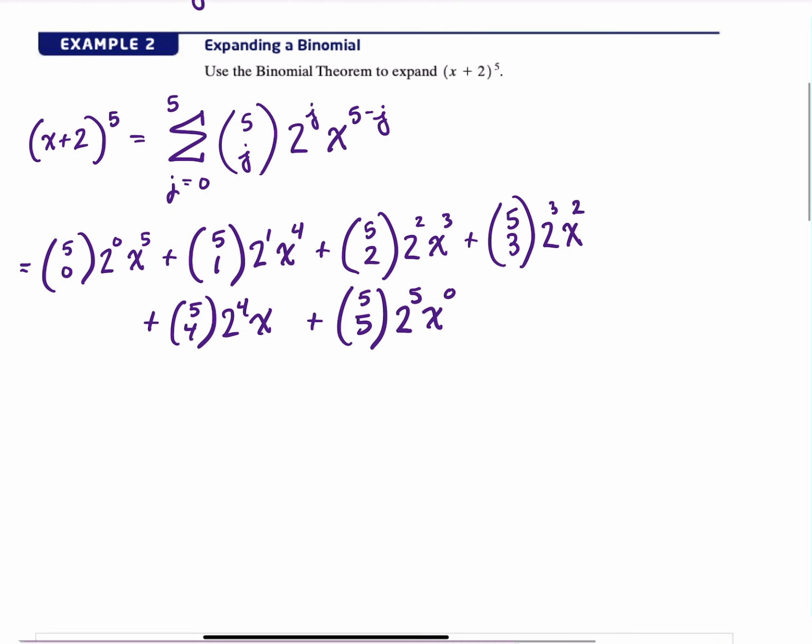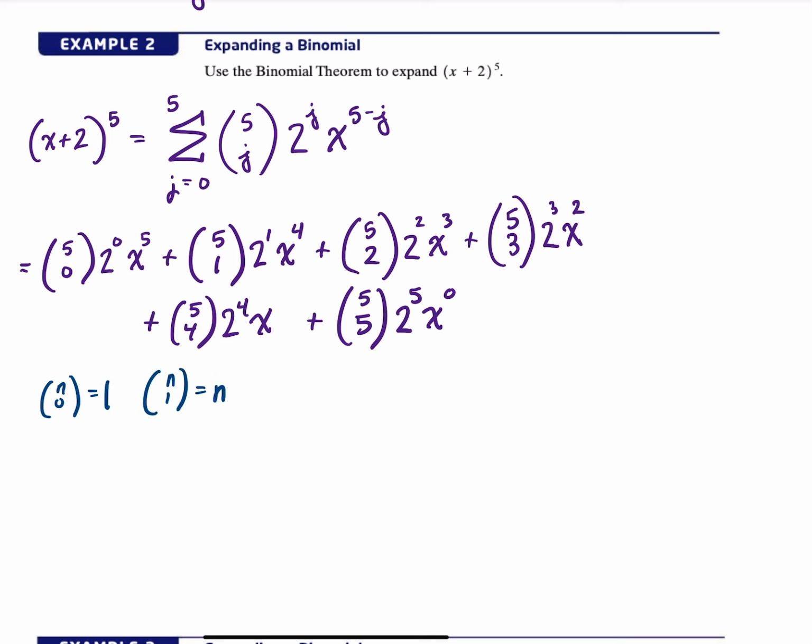So let's use a couple of those previous statements to evaluate some of these coefficients. We said that n choose 0 is equal to 1. N choose 1 is equal to n. N choose n minus 1 also equal to n. And n choose n is equal to 1. So that will take care of a few of these, and we can do the rest of them by hand.